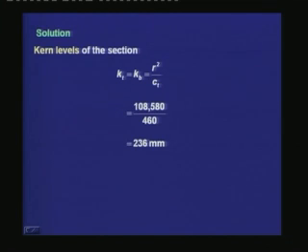We are also calculating the kern levels of the section. Since the section is symmetric about the horizontal axis, the two kern levels are the same. Kt is equal to Kb is equal to r square divided by Ct, and once we substitute the values of r square and Ct, we find Kt is equal to Kb equal to 236 millimeters.